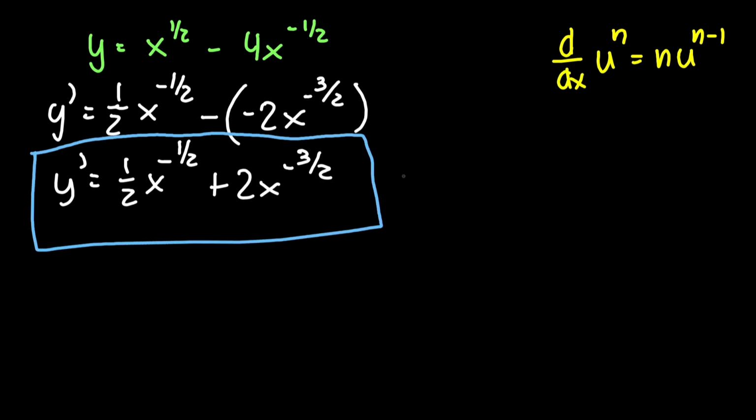Or if you would want to rewrite this, it would be equal to 1 over 2x to the power of 1/2 plus 2 over x to the power of 3 over 2.